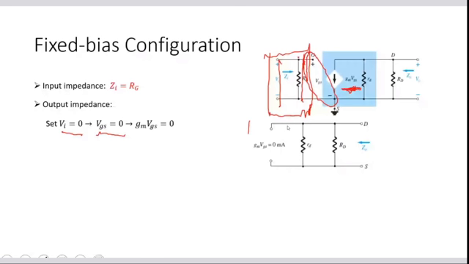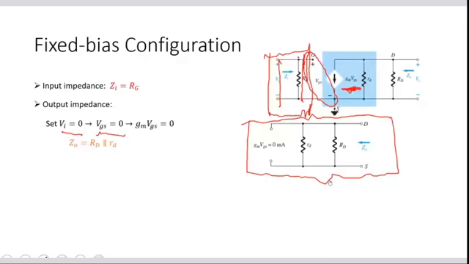It has only two resistors, small rd and capital RD. Small rd is the output impedance of the FET. Capital RD is the drain resistance, the resistance that is connected to the drain. With this, we can say Zo is equal to rd parallel with RD. I think I will repeat anyway.